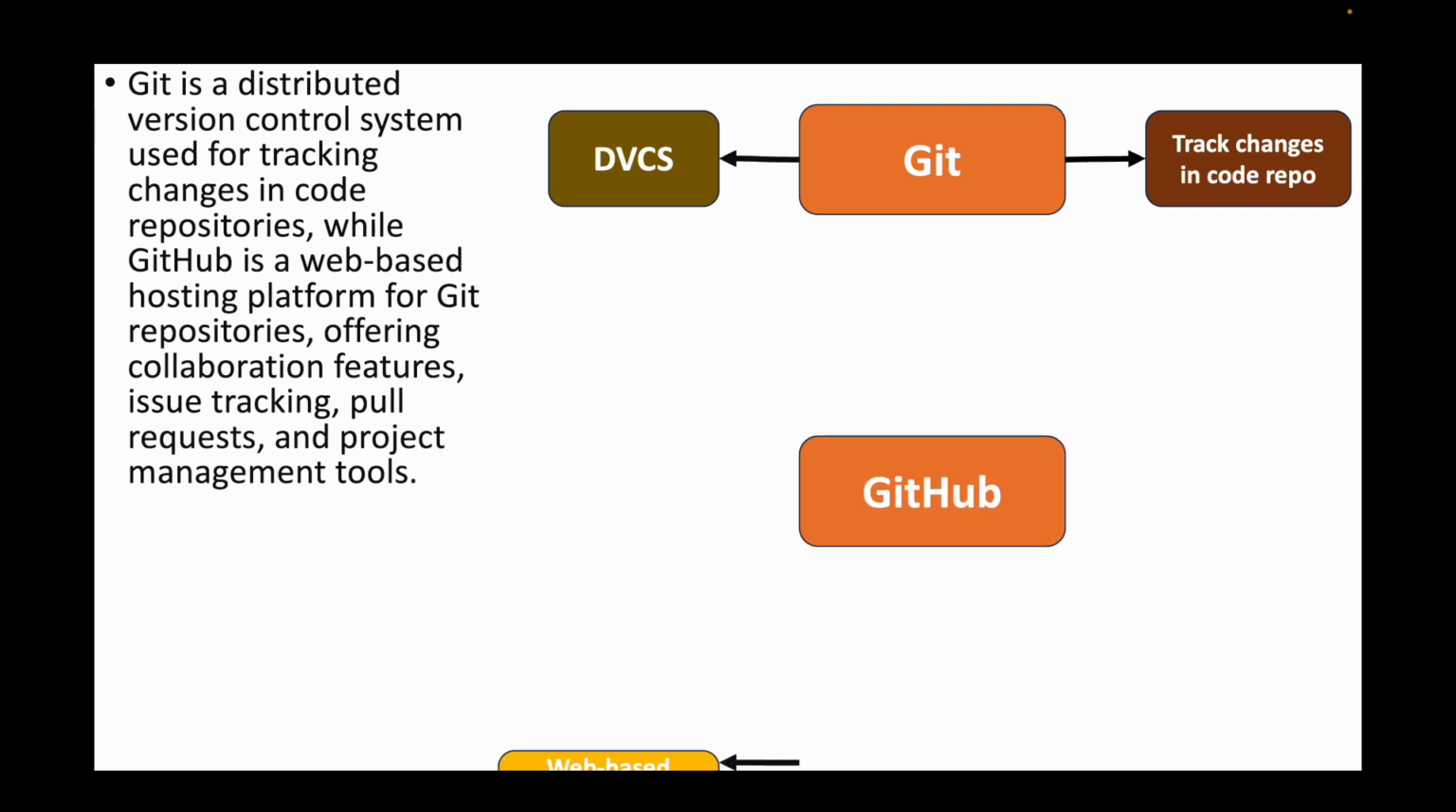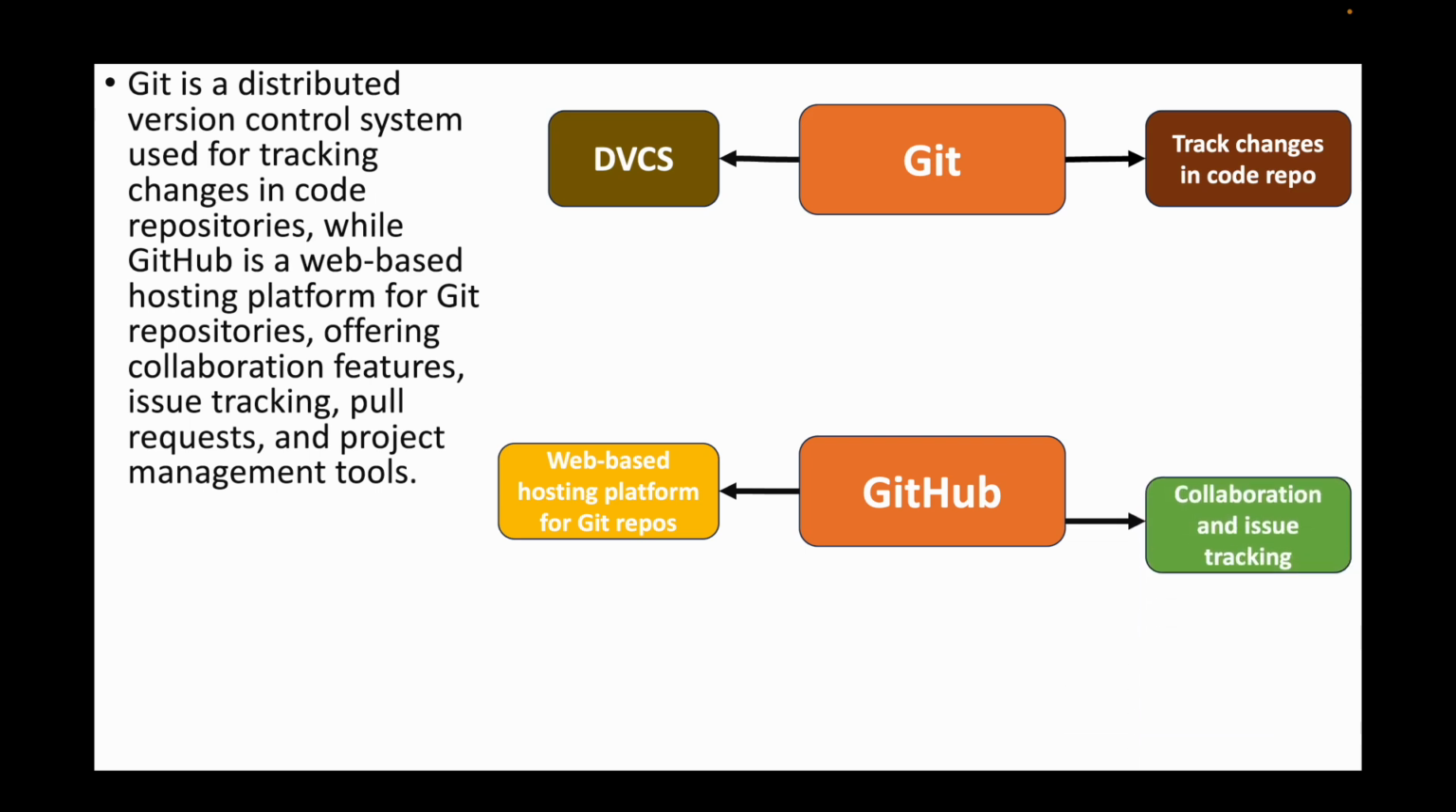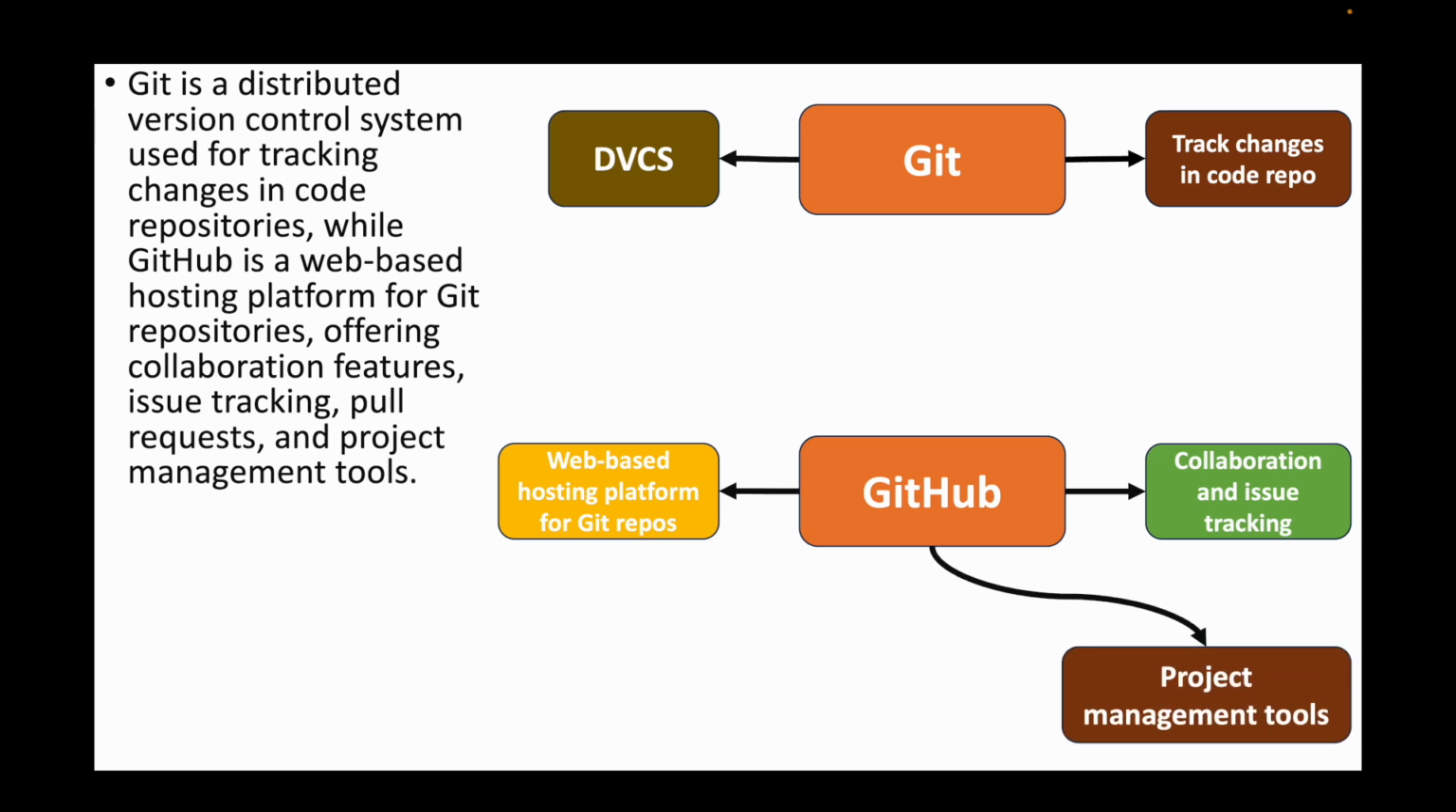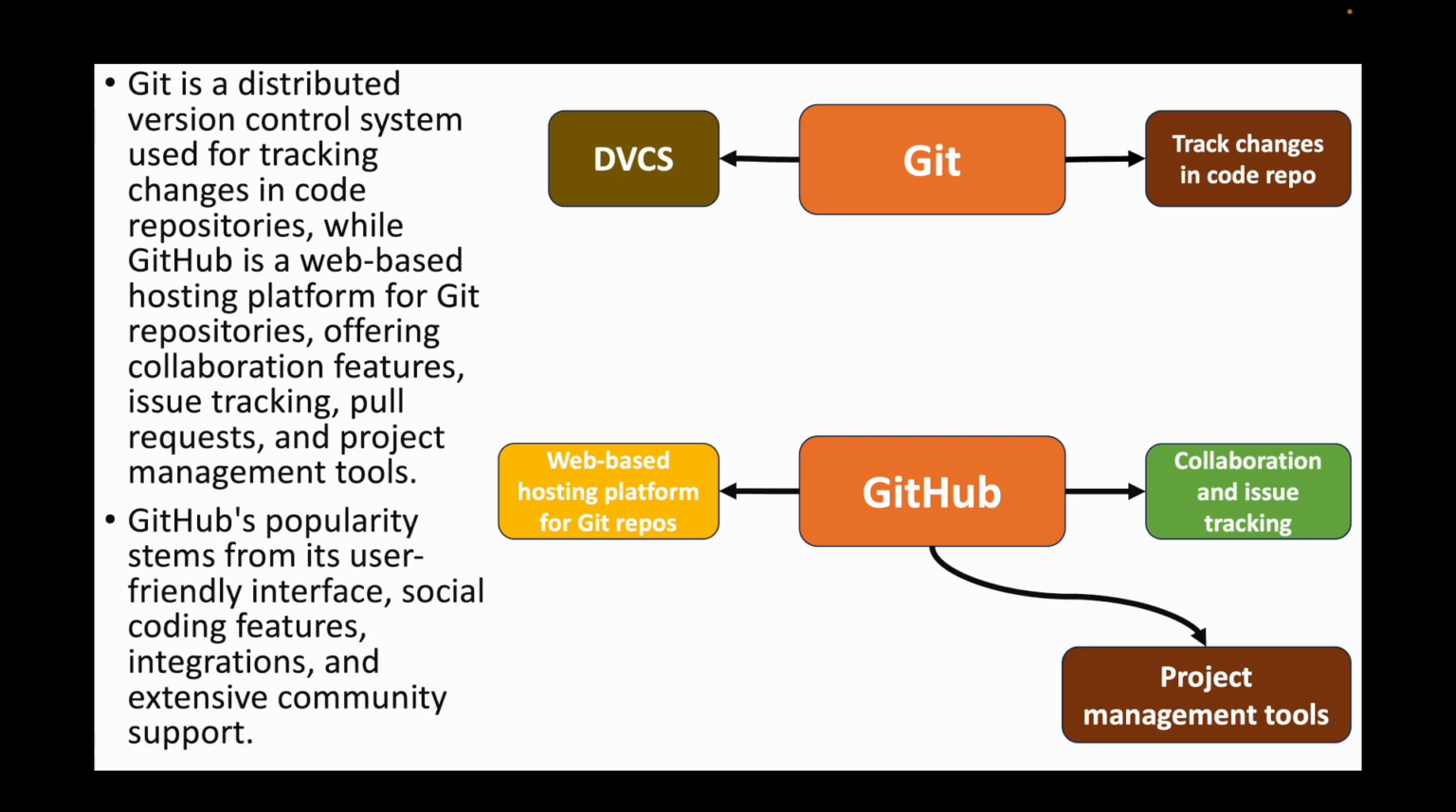Whereas GitHub is a web-based hosting platform that we can use to host our Git repositories. So whatever project repositories we have, if you want to maintain those, we can make use of your GitHub for that. So one, it provides us with a web-based hosting platform. It also provides us with collaboration features, issue tracking, pull requests, and project management tools. So, if you want to collaborate with people, you can make use of your GitHub. You can use it to keep track of your issues. You can create pull requests to merge your changes. And also, it provides us with project management tools.